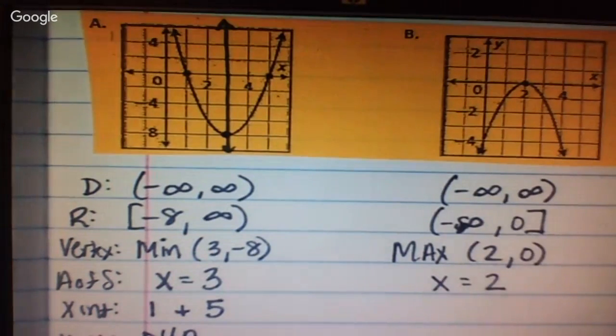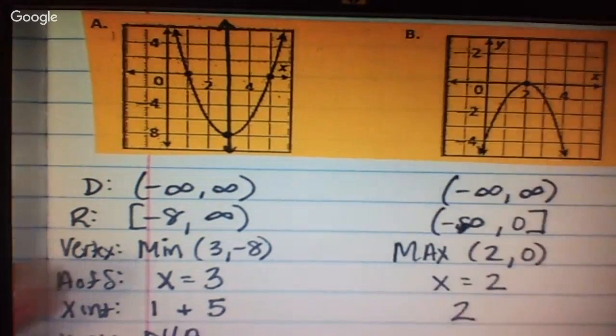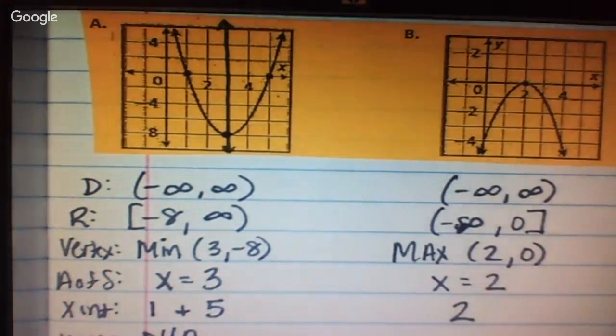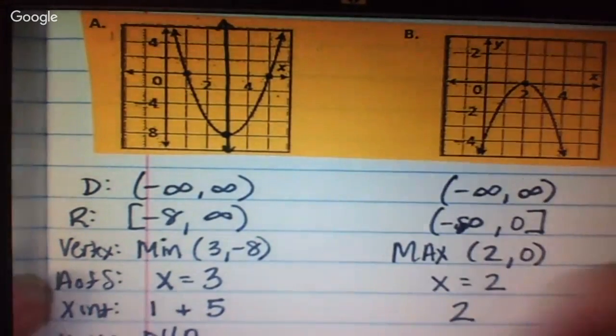Okay? X intercepts. This one only has 1, and it's just at 2. And finally, y intercepts. Negative 4.